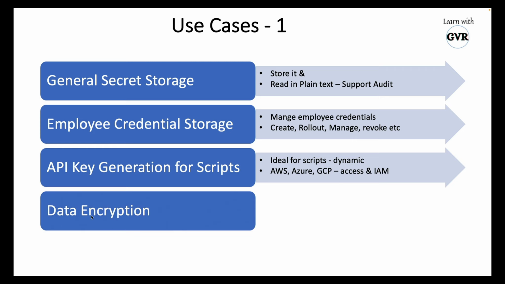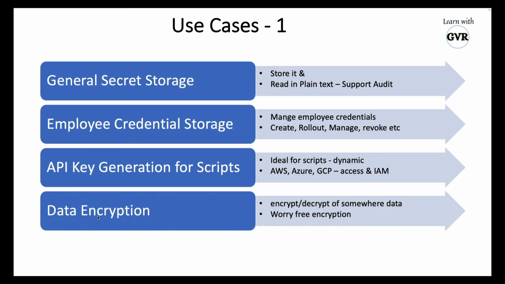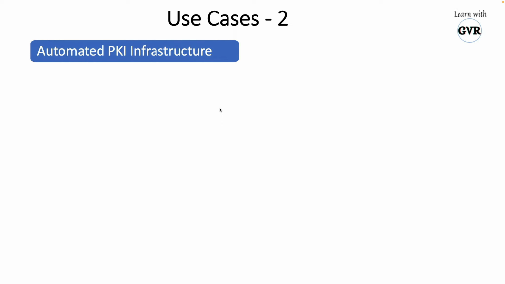Now the other one is data encryption. If your databases are located in different places, say my database in Azure, as well as GCP and AWS, then you can keep your encryption keys in HashiCorp Vault, and you can manage all of them at one place. Next, another use case is automated PKI infrastructure.